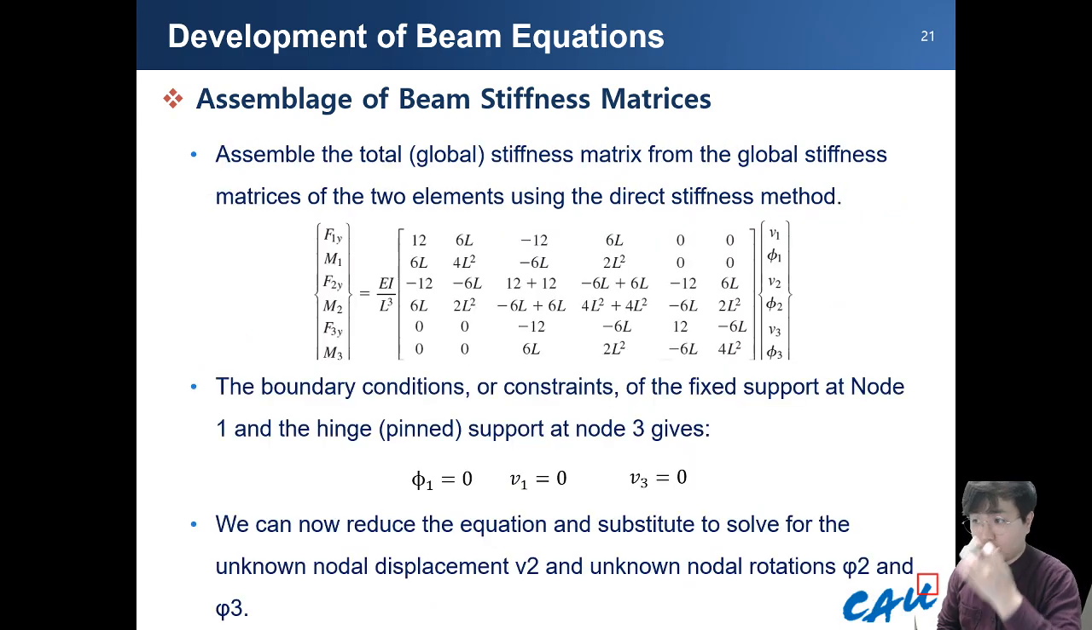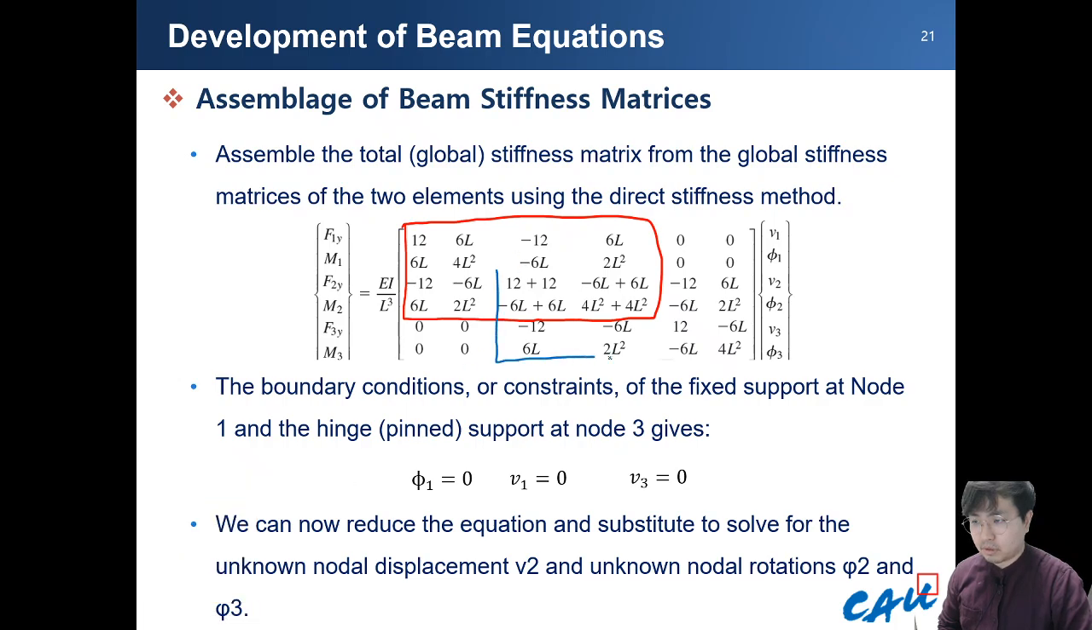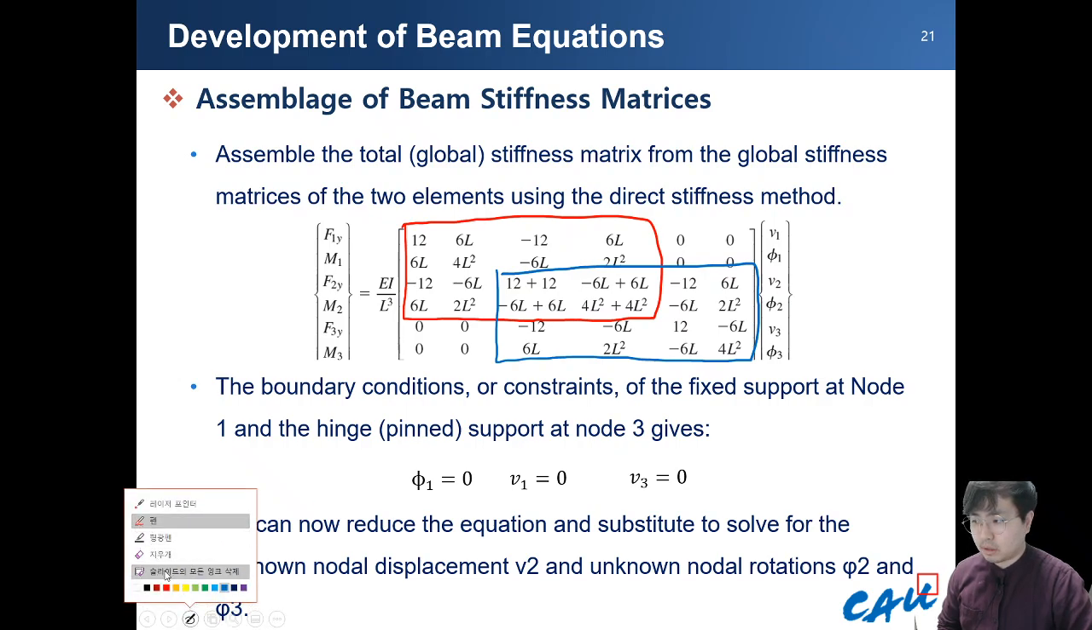And then how can we assemble the two elements connected to each other? We can easily assemble them this way, so we can easily assemble the two Lucas-Stevens equations into one global equation. This global stiffness matrix is also a singular matrix, so we should apply the boundary conditions.